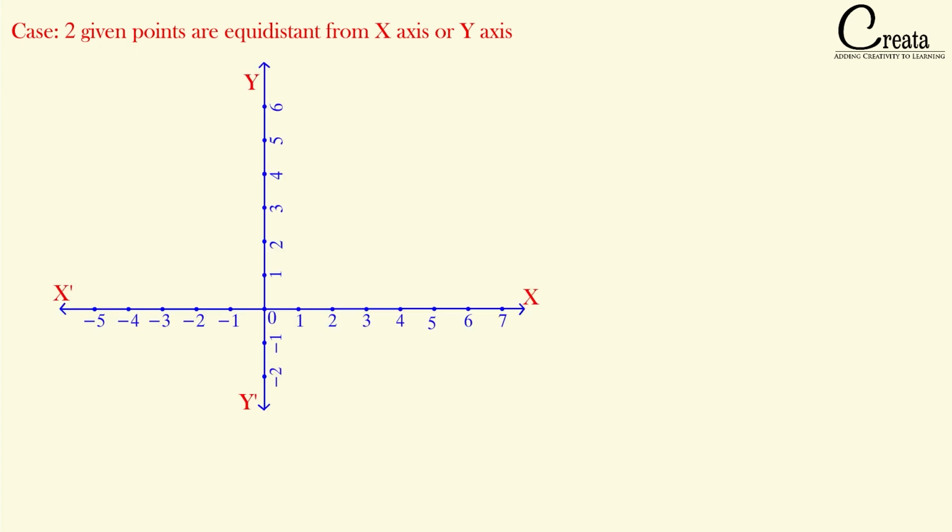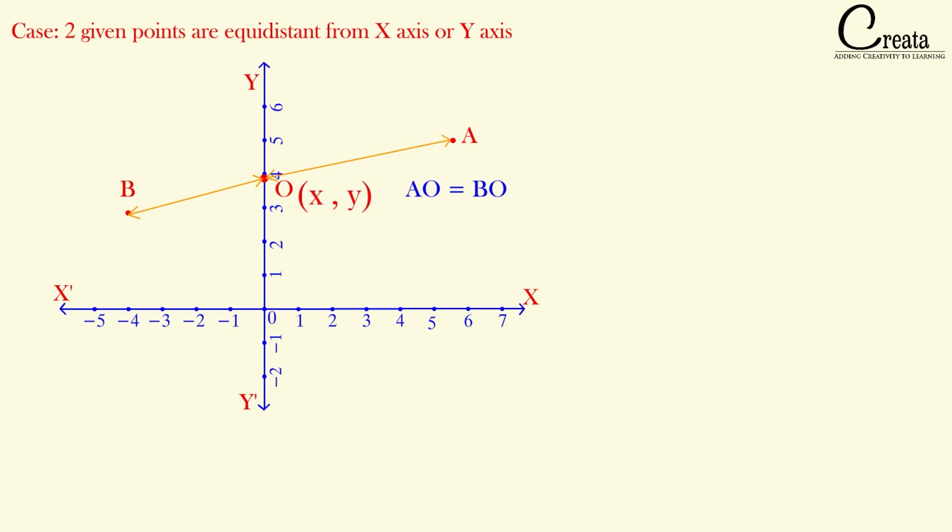Further, the type of question that is generally asked is that 2 points are given on the coordinate plane and it is said that these points are equidistant from the x-axis or these points are equidistant from the y-axis. Suppose we have 2 points A and B and these 2 points are equidistant from the y-axis. Suppose we have a point O on the y-axis and these 2 points are equidistant from the point O, that is AO is equal to BO, and generally we have to find the coordinates of the point O.